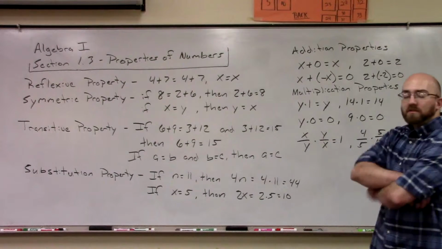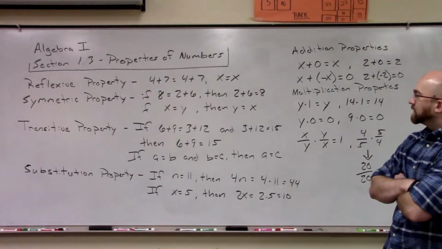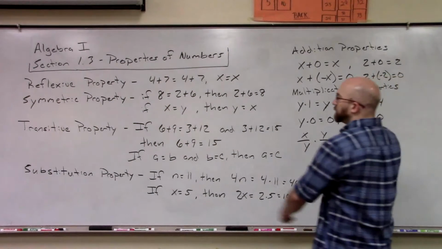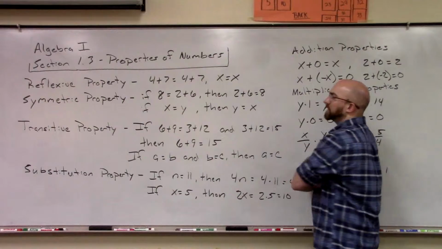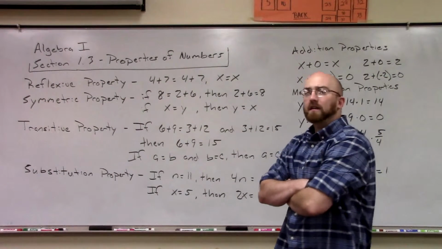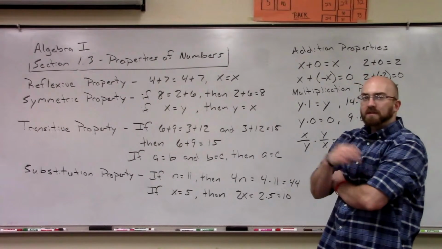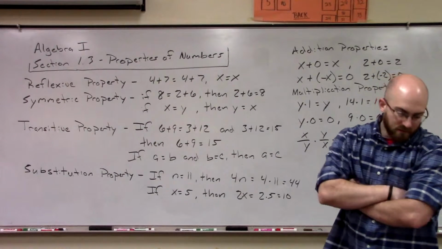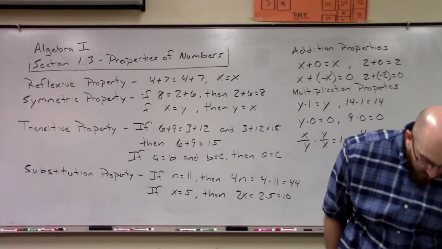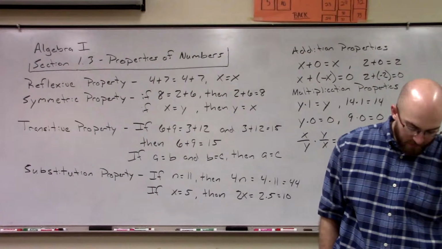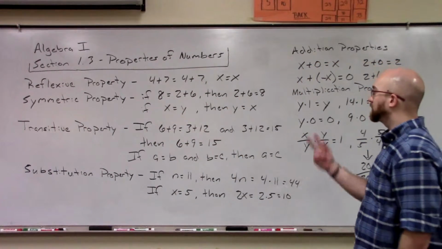The next one is the symmetric property. For example, if 8 equals 2 plus 6, then 2 plus 6 equals 8. If you notice, I just flipped it. I just flipped the two sides because it's the same thing. We can rewrite it either way we want, as long as it's the same numbers, just written differently. The general form is: if x equals y, then y equals x. The wording they say: if one quantity equals the second quantity, then the second quantity equals the first. So basically, I can just flip them across the equals.